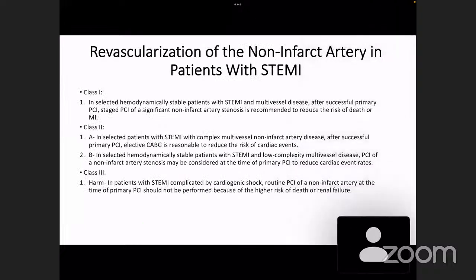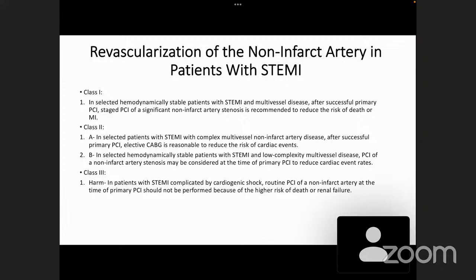Okay, for the revascularization of a non-infarcted artery in STEMI patients, class 1 indication: in selected hemodynamically stable patients with STEMI and multivessel disease after successful primary PCI, staged PCI of a significant non-infarcted artery stenosis is recommended to reduce the risk of death or MI.